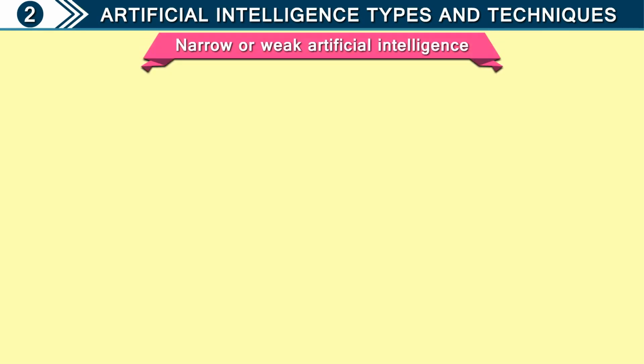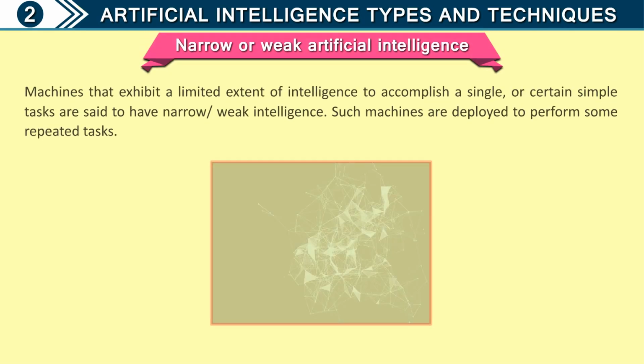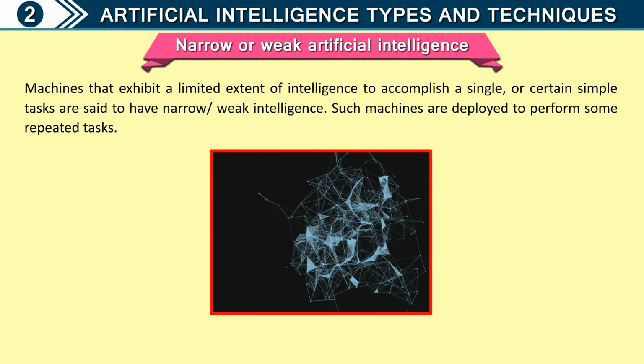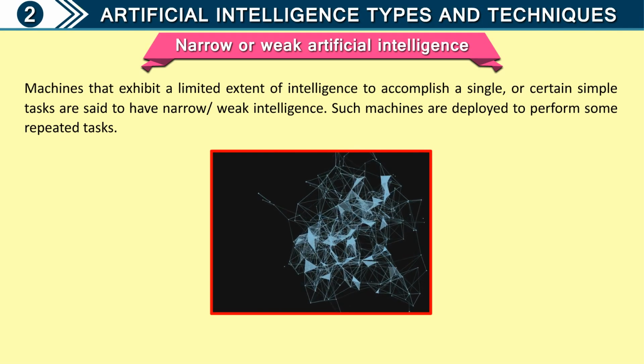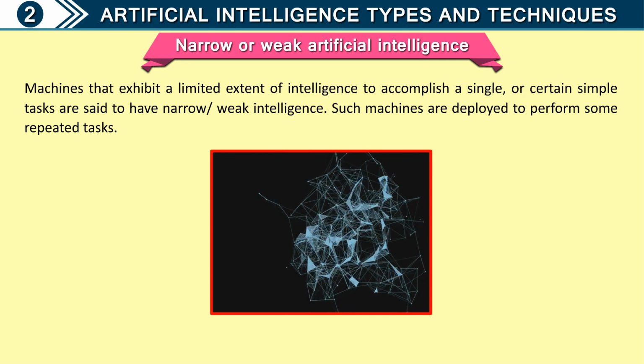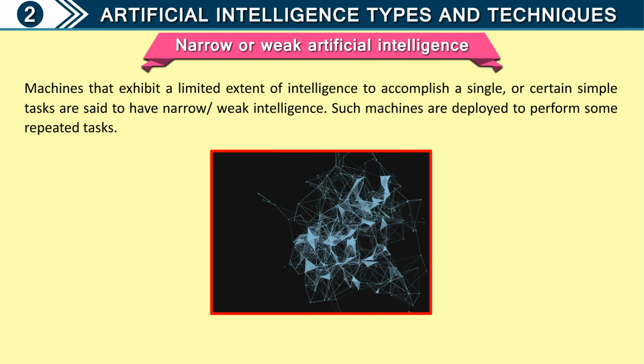Narrow or weak artificial intelligence. Machines that exhibit a limited extent of intelligence to accomplish a single or certain simple tasks are said to have narrow or weak intelligence. Such machines are deployed to perform some repeated tasks.